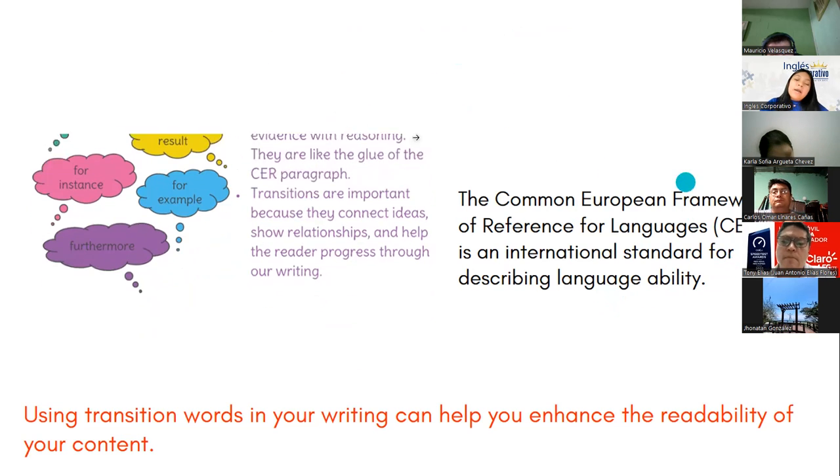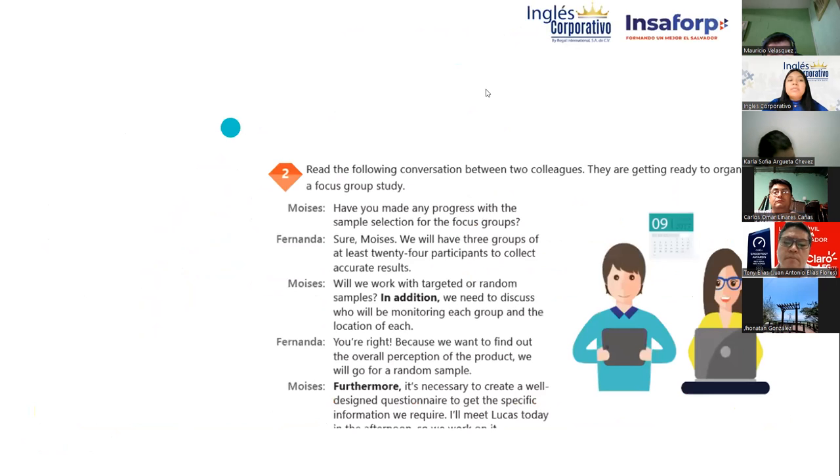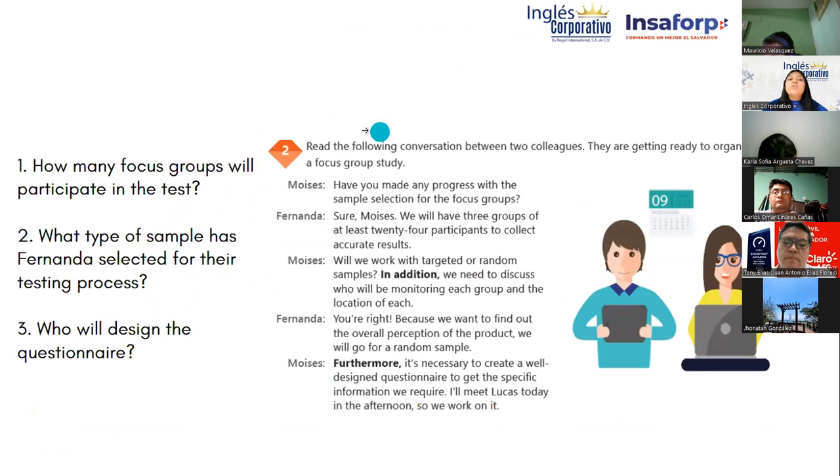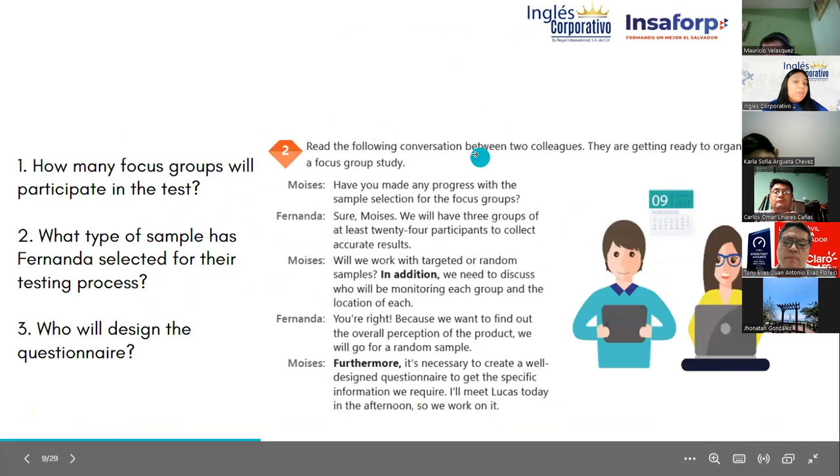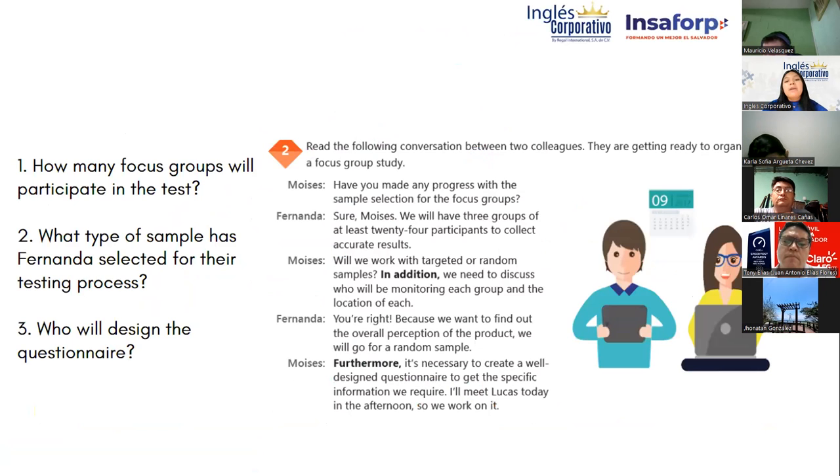Let's take a look at some examples, but first we are going to move to a role play from the book, so you can identify why we are going to study transition words right now. I need one volunteer to be Moises, and the other one is going to be Fernanda. I need two volunteers. Jonathan, you are Moises, and Carlos, you are Fernanda.